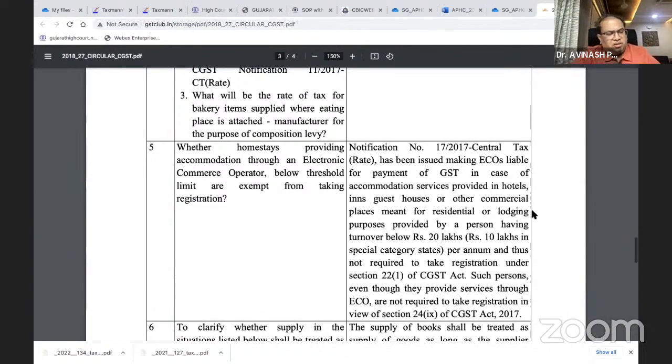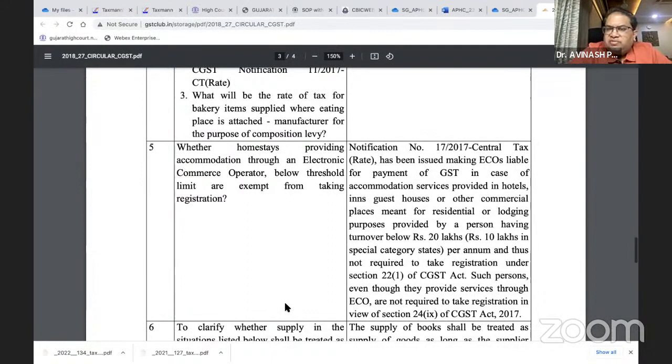Next is whether homestays providing accommodation through an electronic commerce operator below threshold limit are exempt from taking registration. So a person who is providing accommodation of homestays through an electronic commerce operator. There are a lot of electronic commerce operators who are dealing in that. So if that is below the threshold, are they exempt from taking registration? It is very clear that they cannot be exempt.